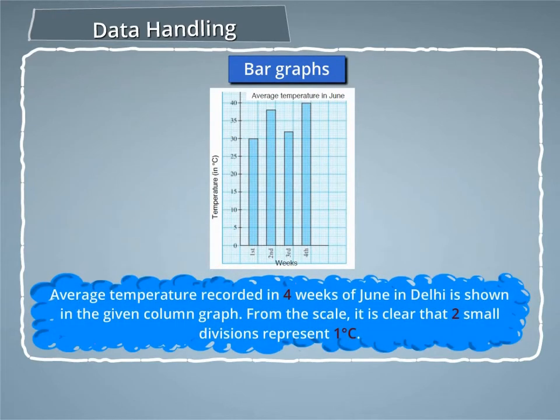The average temperature recorded in 4 weeks of June in Delhi is shown in the given column graph. From the scale, it is clear that two small divisions represent 1 degree Celsius. Let us read this graph and try to answer a few questions.